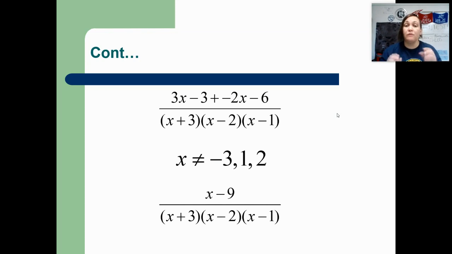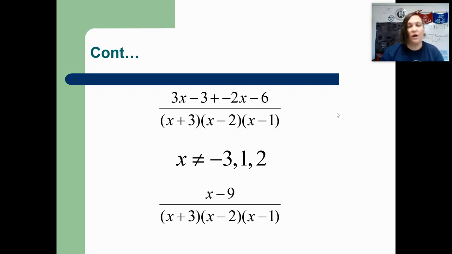At this point in time, you should try to factor your numerator. Okay, so x minus 9, that doesn't factor, but sometimes you are going to get a numerator that does factor. Also, you should check for canceling. Now, I have an x minus 9 on top, but I don't have any x minus 9s on the bottom, so nothing will cancel. That means that my fraction is as simplified as it can get.